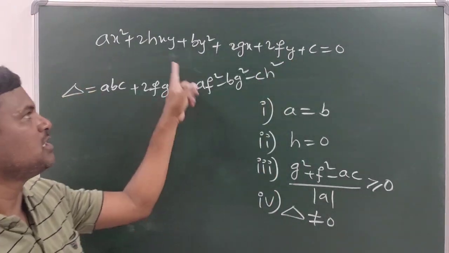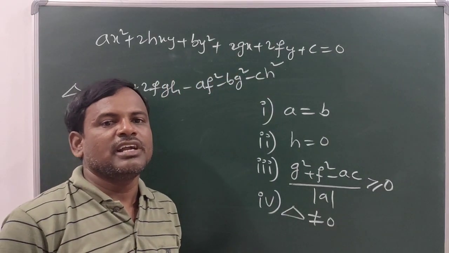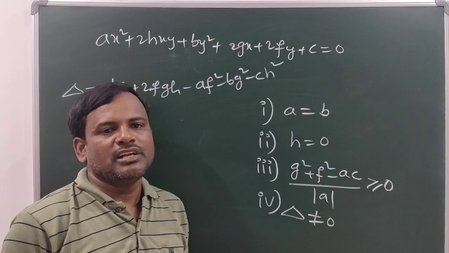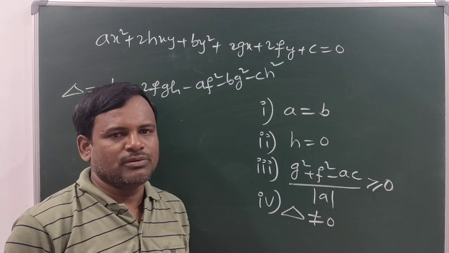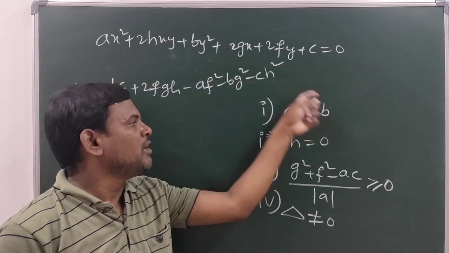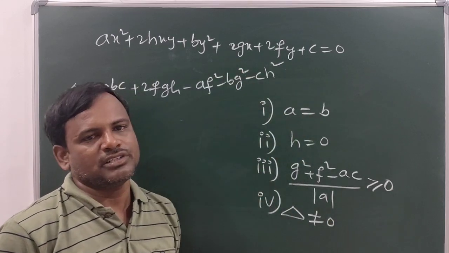This is known as a discriminant value of this second degree equation. So for the circles, this delta should not be equal to 0. This represents a circle equation if and only if it has to satisfy this many conditions.